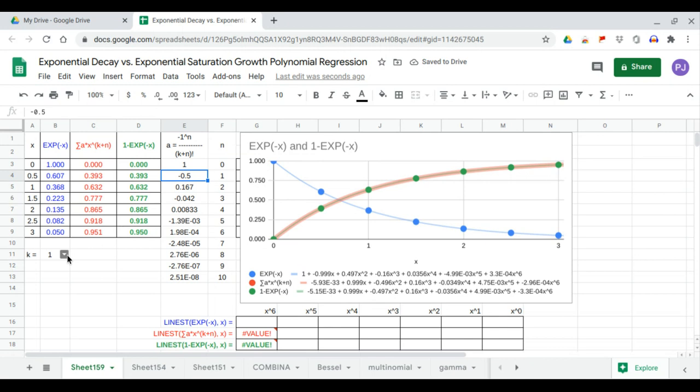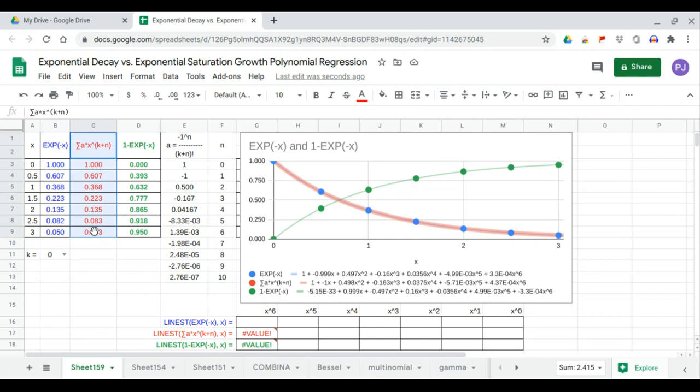So now we can control our chart at k equals 0. That is decay. So the red line is on the blue data set. So that means our expansion, the Taylor series expansion, approximates the decay function. At k equals 1, the red line is on the green. That means the Taylor series expansion approximates the saturation growth.